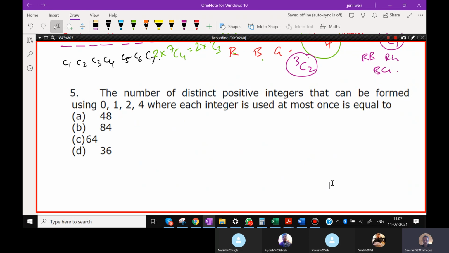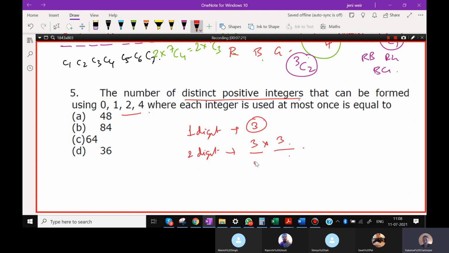Okay. The number of distinct positive integers that can be formed using 0, 1, 2, and 4, where each integer is used at most once, is equal to? So if it is a one-digit integer, then it can be only 1, 2, or 4. So there are three possibilities. If it is a two-digit integer, then the first place can be only 1, 2, 4. That means three ways. Corresponding to that, the second place can be filled in three ways.